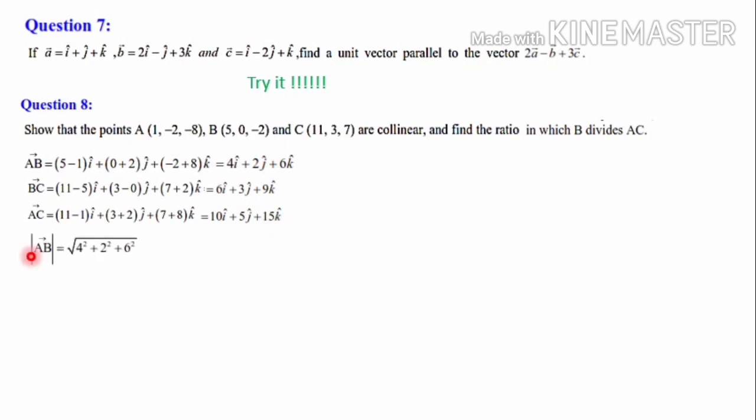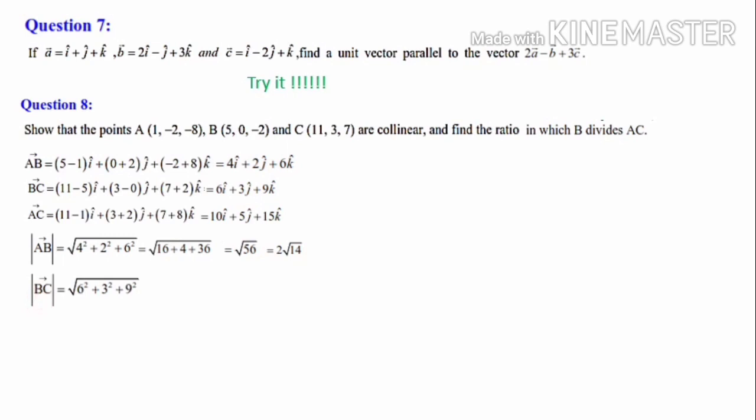Then modulus of AB we have to calculate, because for proving the collinearity we have to show that length of AB plus length of BC must be equal to length of AC. So modulus of AB is root of x square plus y square plus z square, that is root of 4 square plus 2 square plus 6 square, that is root of 16 plus 4 plus 36. 36 plus 4 is 40, plus 16 is 56. 56 we can write as 4 into 14. 4 comes out of the square root as 2, so it is 2 root 14. If you feel the mental calculation is difficult, you can go for factorization.